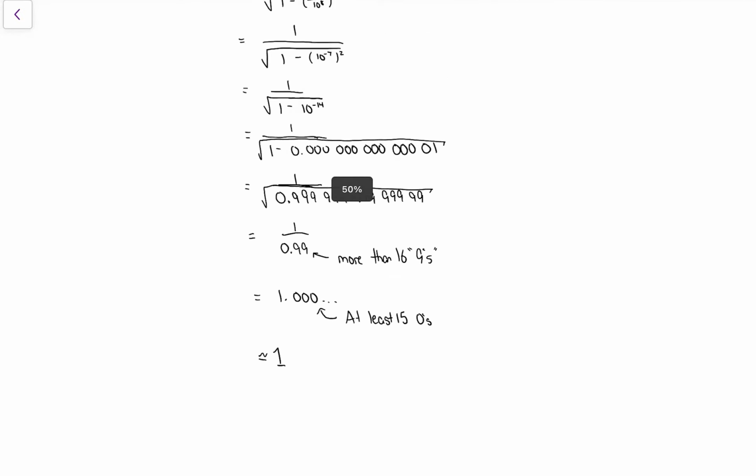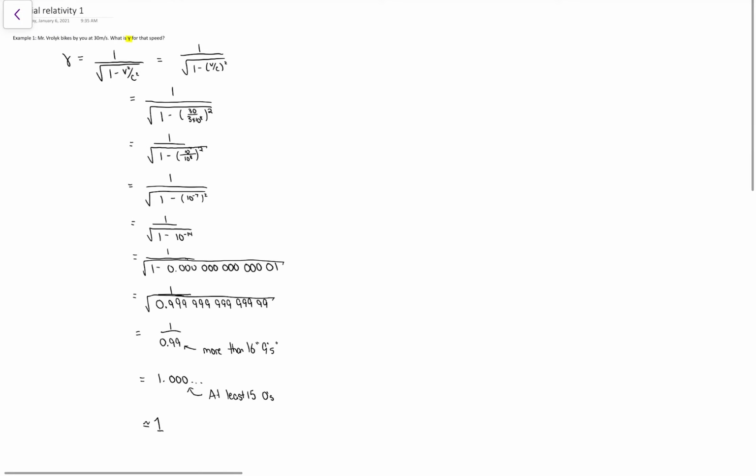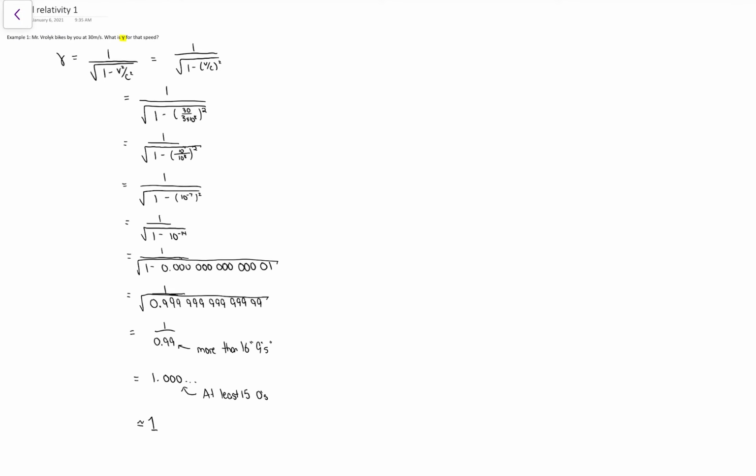So basically what this is saying is that for all intents and purposes, special relativity at 30 meters per second doesn't really have an impact. We're not going to notice any time, length, or mass change because that gamma factor is so close to 1.